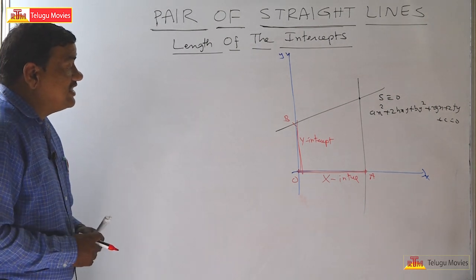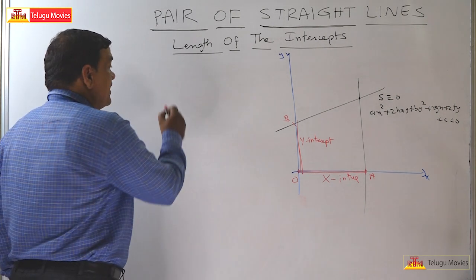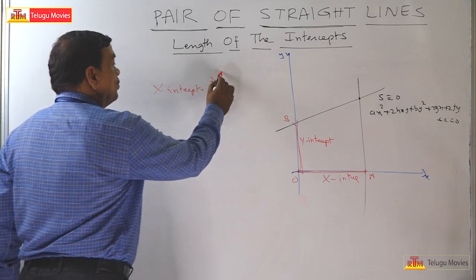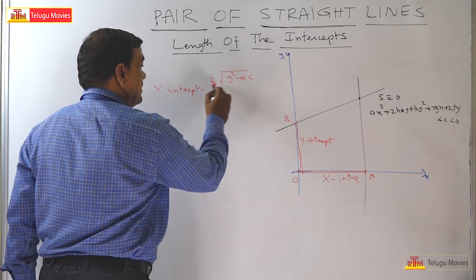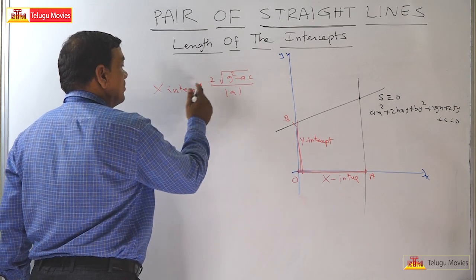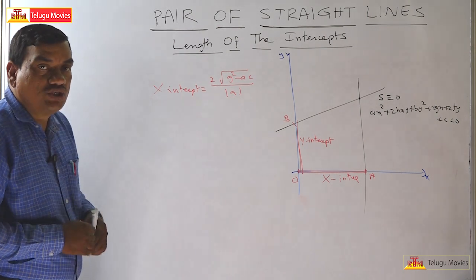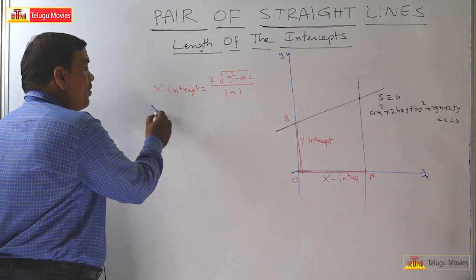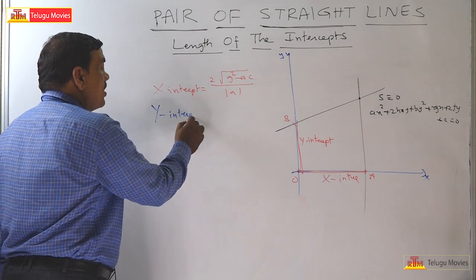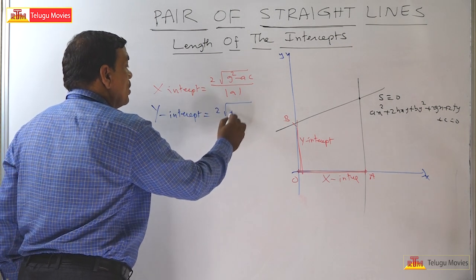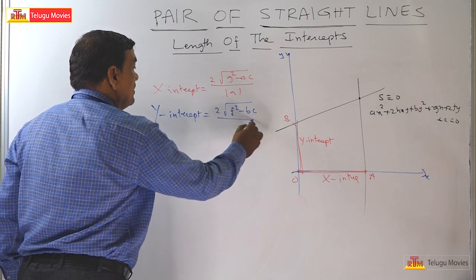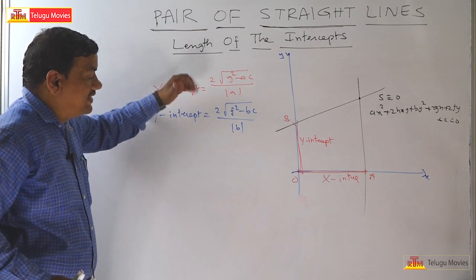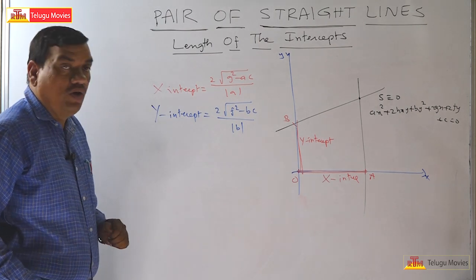The length of the x-intercept is given by the formula 2 root of (g square minus AC) by modulus of A. The y-intercept is given by the formula 2 root of (f square minus BC) by modulus of B. So this is the length of the x-intercept and this is the length of the y-intercept.